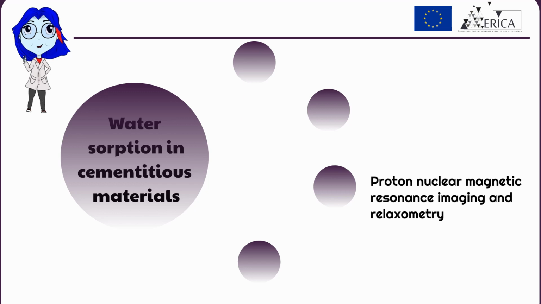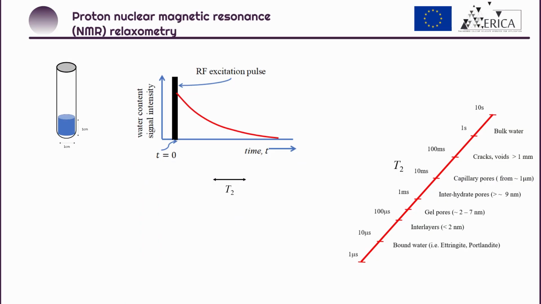Now let us move to the third technique, which is proton nuclear magnetic resonance imaging and relaxometry. In the NMR experiment, when the sample is placed in the magnetic field, all hydrogen nuclei align with the magnetic field. In a basic experiment, a radio frequency pulse is applied to flip the nuclei such that they are away from the alignment with respect to the magnetic field. Immediately after applying the pulse, the decay of the signal is observed. The decay time is called the T2 relaxation time.